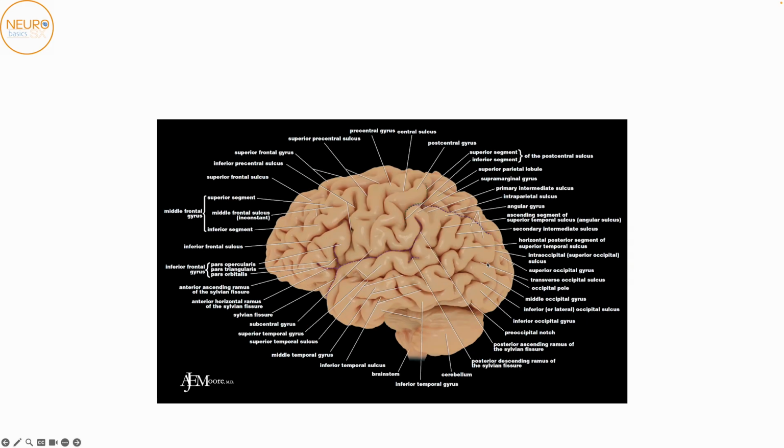And then further posteriorly, you have the demarcation between the occipital lobe and the parietal and temporal lobes. That is through an imaginary line which connects a preoccipital notch located over here and the parieto-occipital sulcus, which is present over here. So this demarcates your parietal and temporal lobe from the occipital lobe. The occipital lobe has multiple gyri, none of which are significantly named.